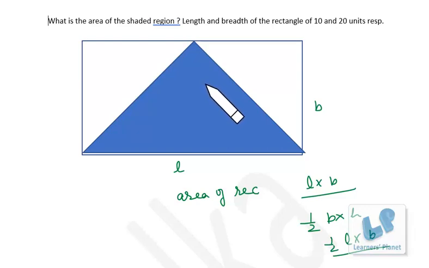So 10 into 20, 200 square units is the area of the rectangle. That means area of triangle will be half of that. That is 100.